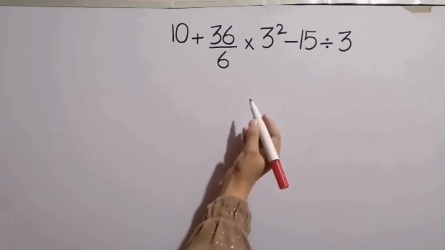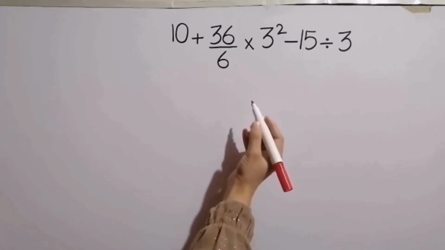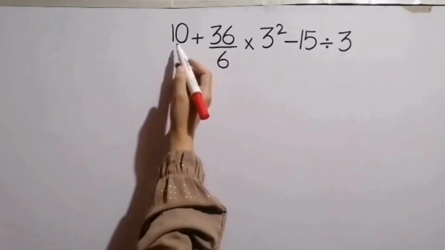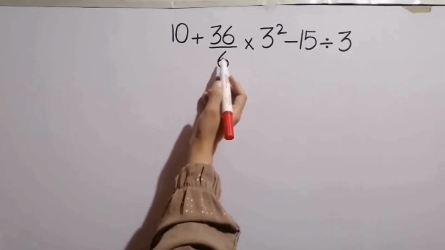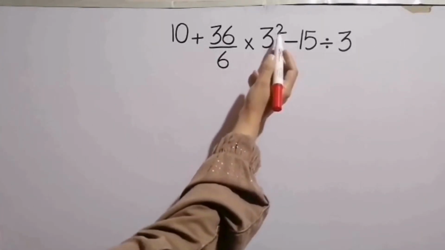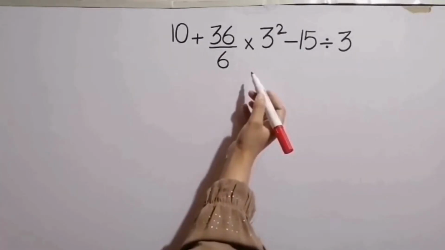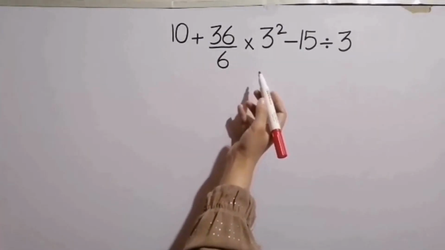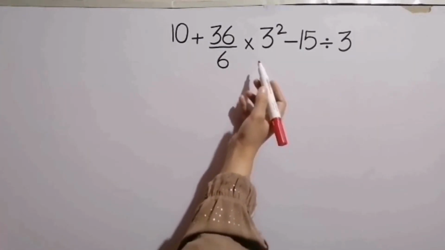In this video, we are going to solve 3 questions about PEMDAS rule. In the first question, we have 10 plus 36 over 6, then multiply 3 to the power of 2 minus 15 and finally divided by 3. Everything looks normal here, until one tiny exponent changes the entire answer.